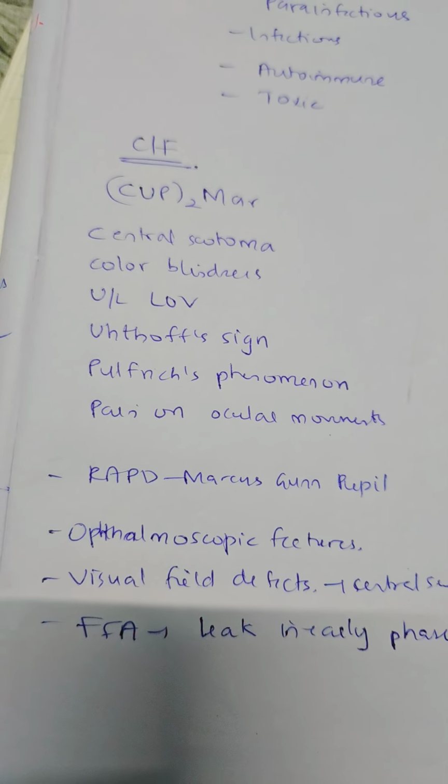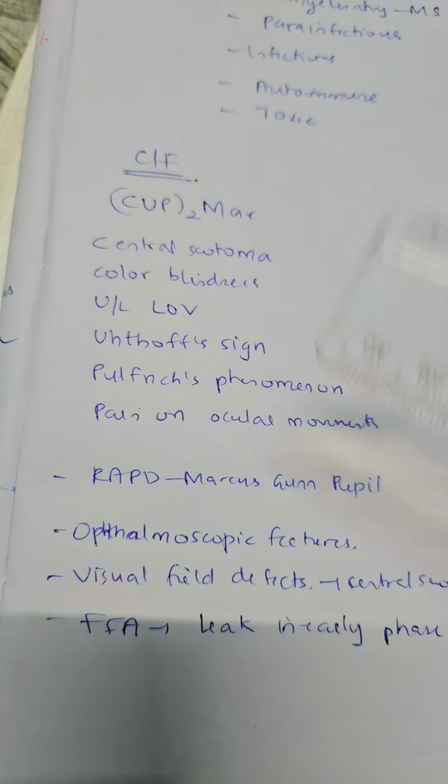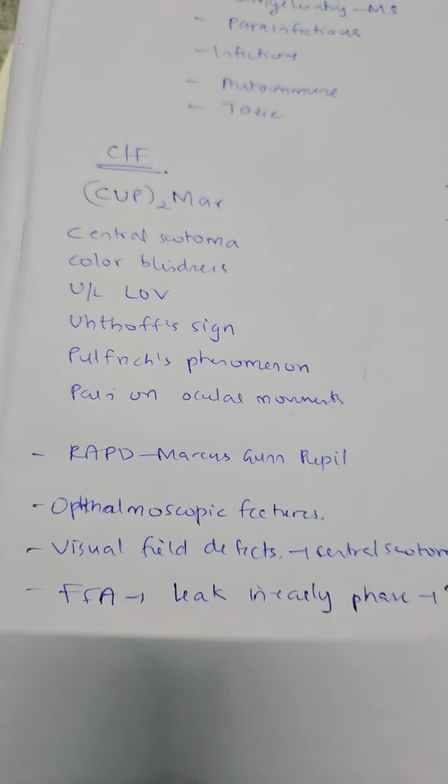Then there can also be pain on ocular movement. So the code is cup, twice, and march. MAR is for Marcus Gunn pupil. So RAPD is seen, which is a sign.